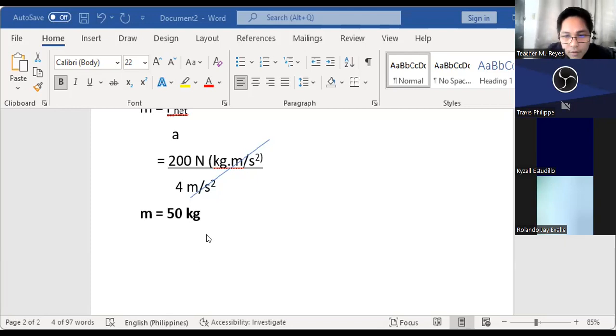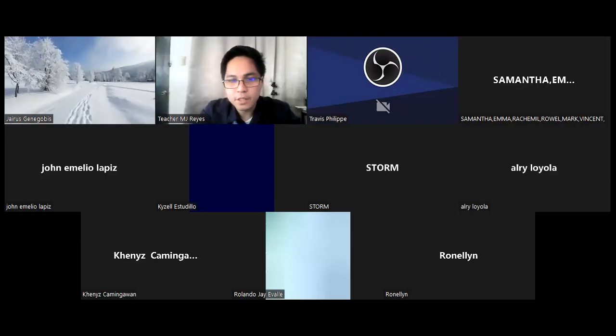Okay. Let's have another example by next meeting, and please prepare also for some activities. I am looking at an activity that I can give to you, on how to solve a particular problem with Newton's laws of motion. Hopefully we can also create a learning resource material out of these 3 laws of motion by Newton. Do you have questions so far?